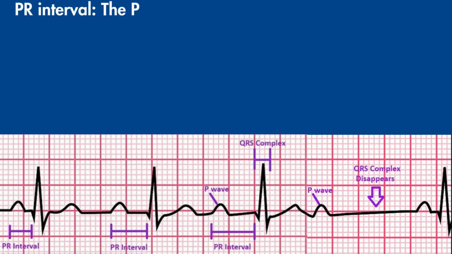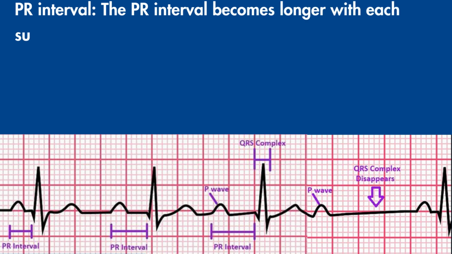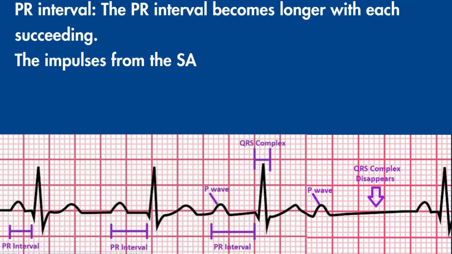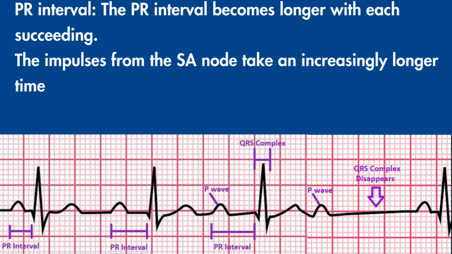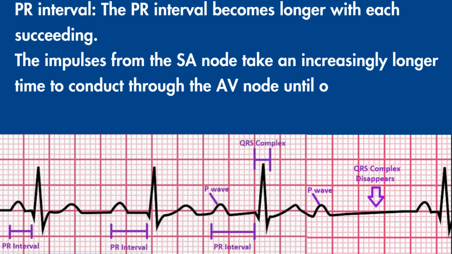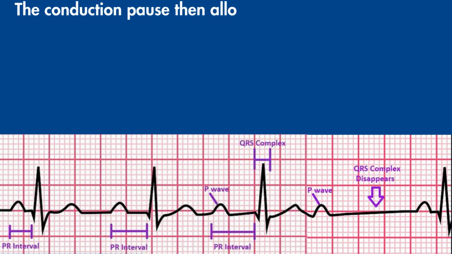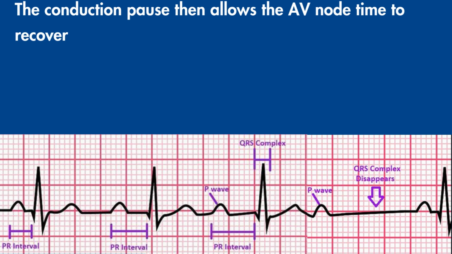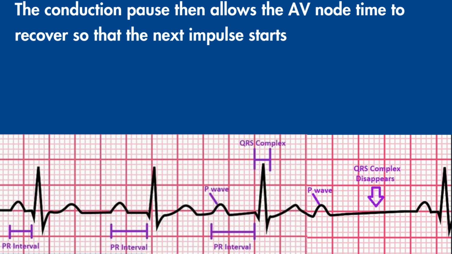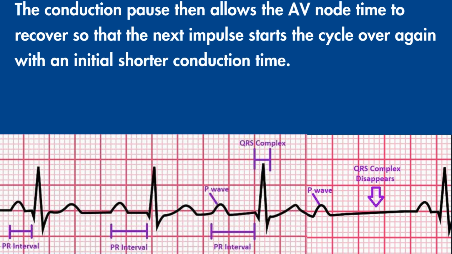The PR interval becomes longer with each succeeding beat. The impulse from the SA node takes an increasingly longer time to conduct through the AV node until one is unable to conduct to the ventricles. The conduction pause then allows the AV node time to recover so that the next impulse starts the cycle over again with an initially shorter conduction time.